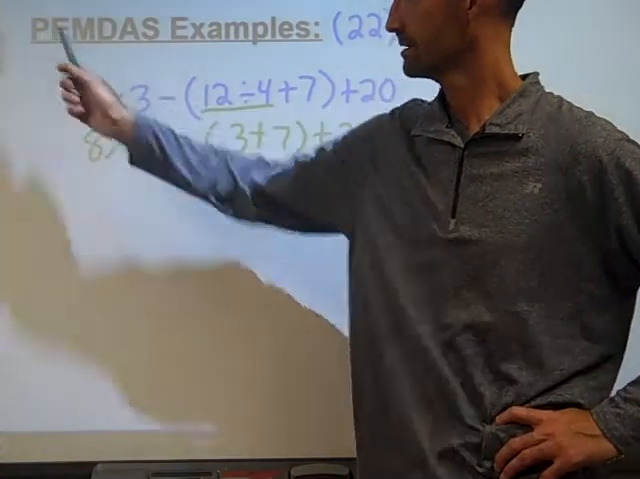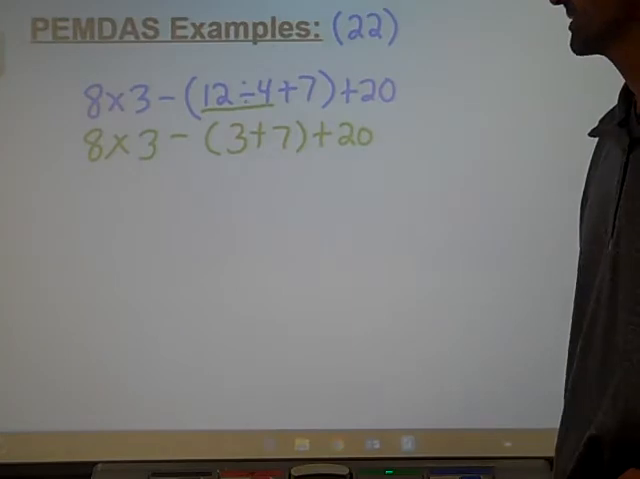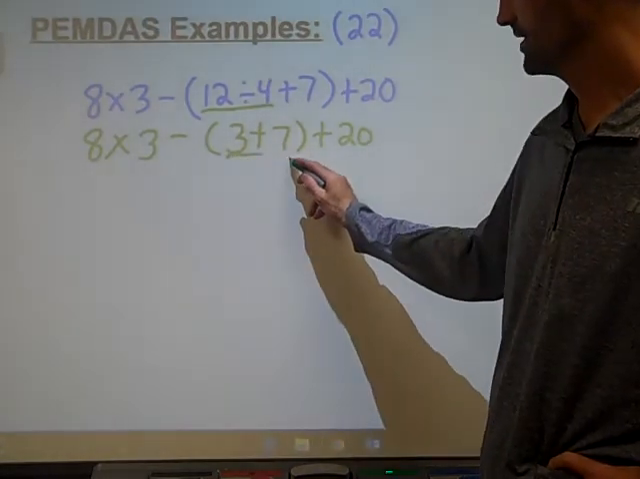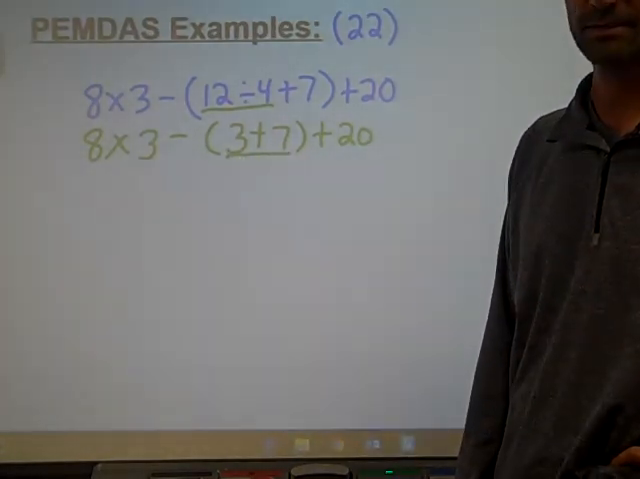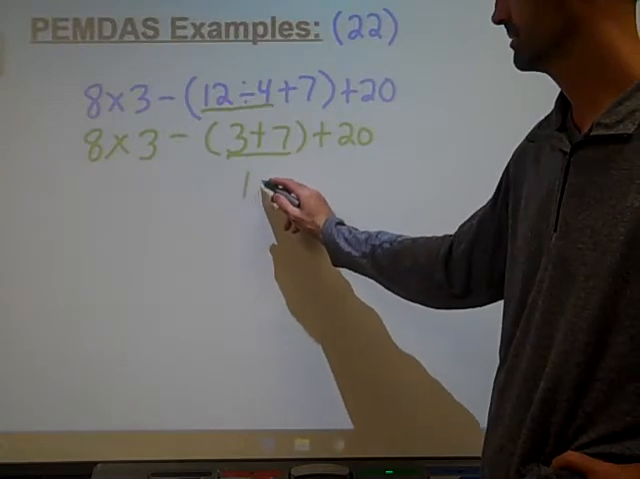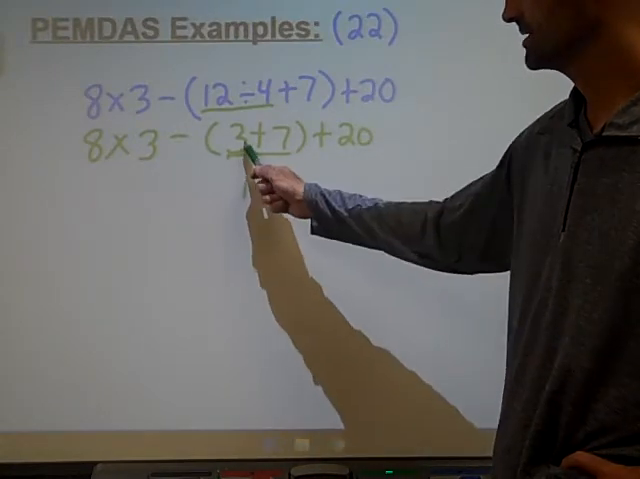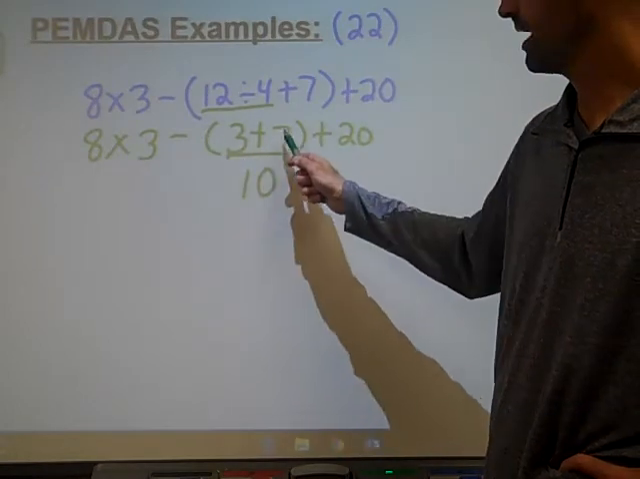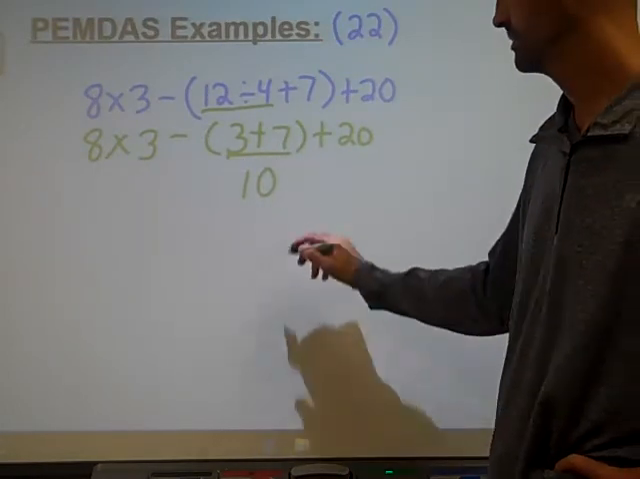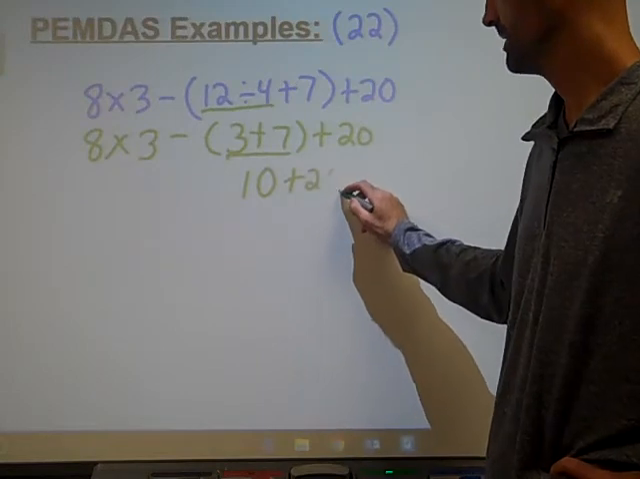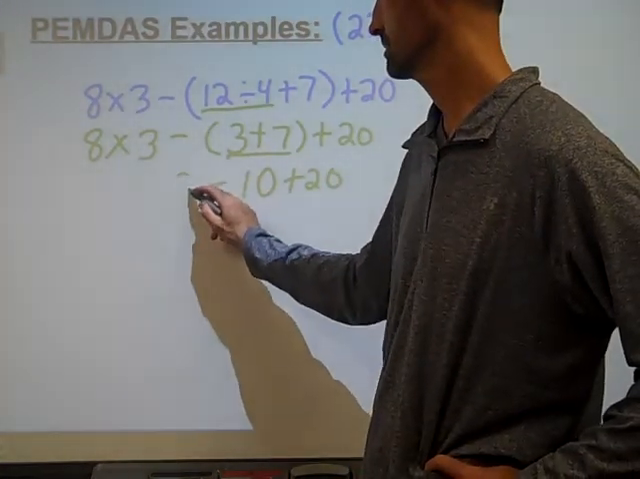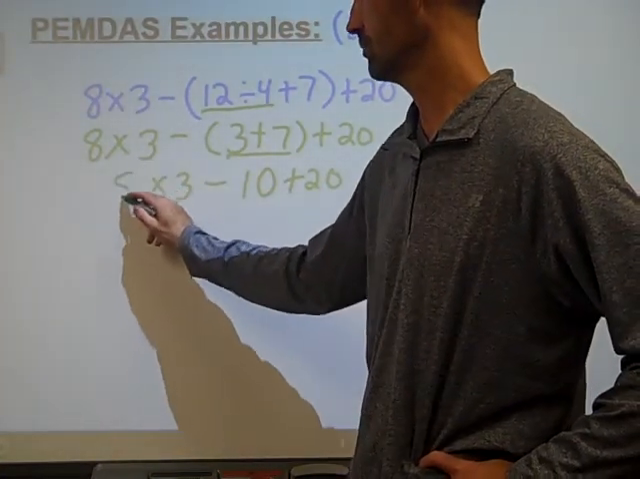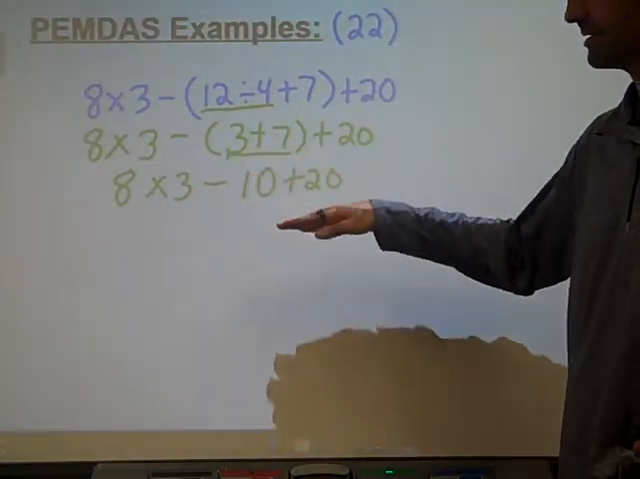Then we go back. Do we have parentheses? Yes. We only have one thing to do inside. 3 plus 7, 10. Since there's nothing more to do inside the parentheses, we drop them, we get rid of them. But then we copy everything else as it is. Again, one step per line.